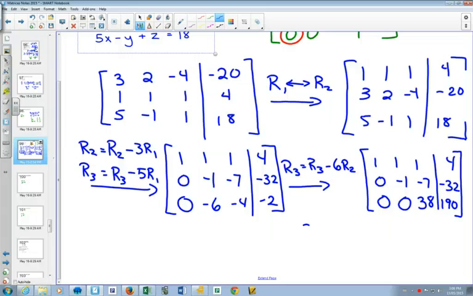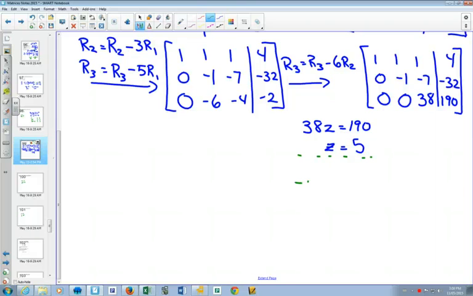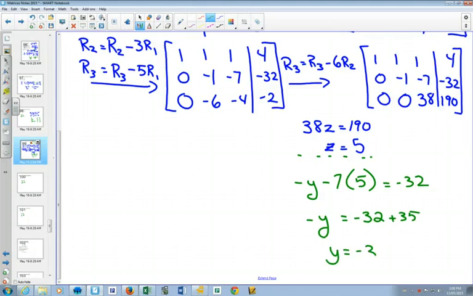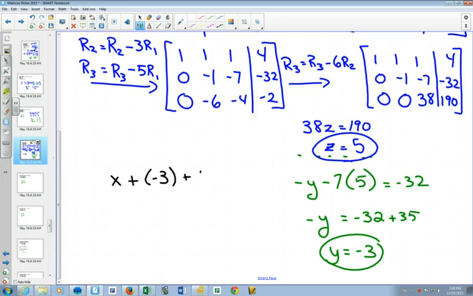But now, that means that our row 3 says 38 times z is 190. Divide by 38, and you get 5. Now we can take our second one, which says negative y minus 7z, and z is 5, is equal to negative 32. Negative y minus 35, bring it to the other side: 32 plus 35. Negative y equals 3, so y equals negative 3. And finally, x plus y plus z equals 4. x is equal to 2.